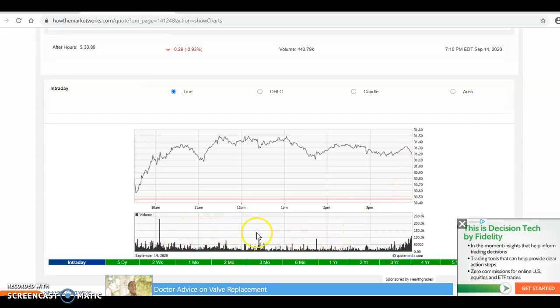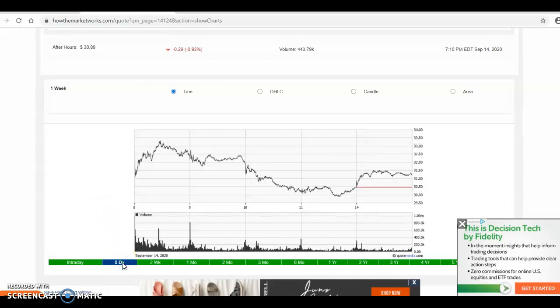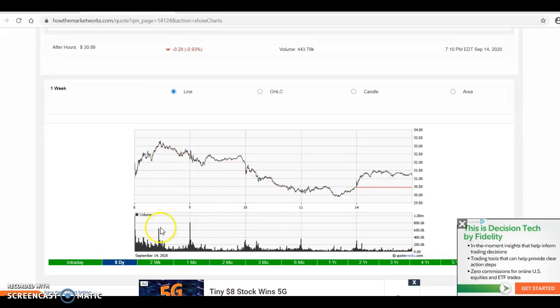This bottom chart shows you volume, so how many shares were bought and sold. We can see right here, a little after 10 a.m., a huge number of shares were bought and sold, were traded. Now, this is called intraday, which means within today. Here I can click on this 5-day, and here's what's happened to the share price and the volume over the last 5 days.